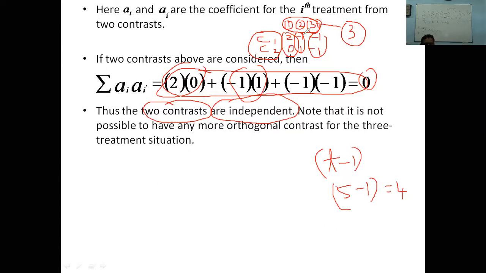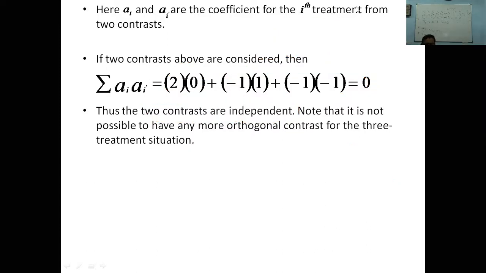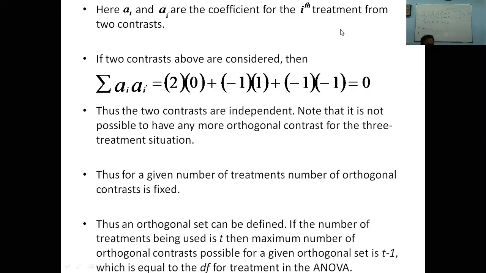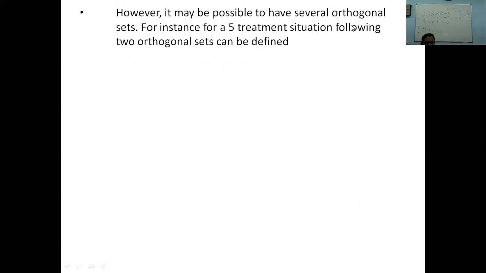Clear? Right. Thus, for a given number of treatments, the number of orthogonal contrasts is fixed. Thus, an orthogonal set can be defined. If the number of treatments being used is T, then the maximum number of orthogonal contrasts possible for a given orthogonal set is T minus 1. So the maximum number of contrasts that we can form is T minus 1, which is equal to the degrees of freedom of the treatment in the ANOVA table. Can you remember, in the ANOVA table, it is the same as the degrees of freedom.